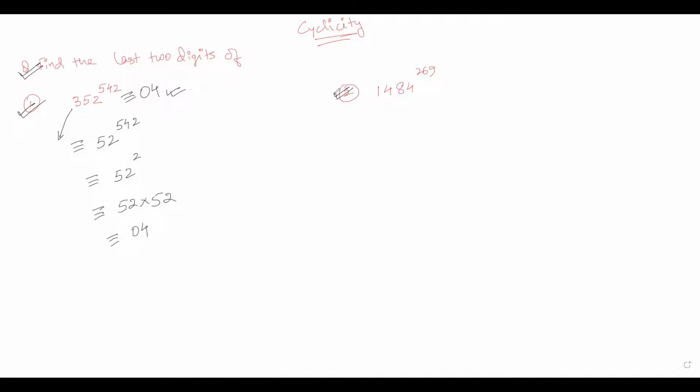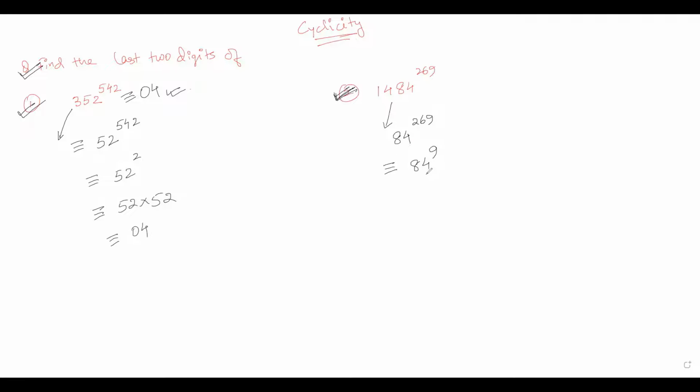Let us find the last two digits of this number now. So here the number is 1484 raised to the power 269, and we need to find the last two digits. The last two digits of this number would be same as the last two digits of 84 raised to the power 269. And again, it follows a cyclicity of 20. So the last two digits would be same as 84 raised to the power 9, because 269 when divided by 20 will give us a remainder of 9.